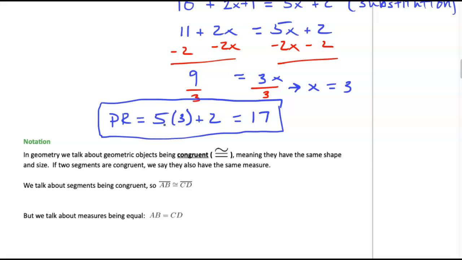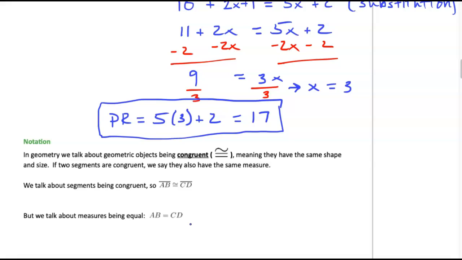But we talk about geometric objects like shapes and segments being congruent, but we talk about measures being equal because measures represent real numbers. So numbers are equal to each other, segments are congruent. So it is correct to talk about segments being congruent. So I can say segment AB is congruent to segment CD. But I can talk about their measures being equal. So if these segments are congruent, then I can say the measure of AB is equal to the measure of CD.